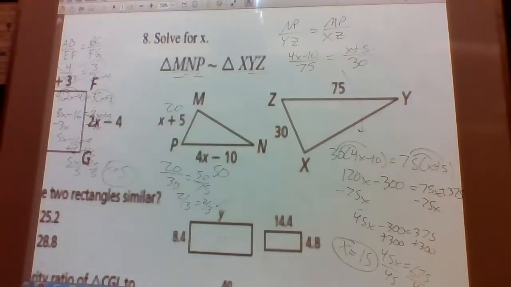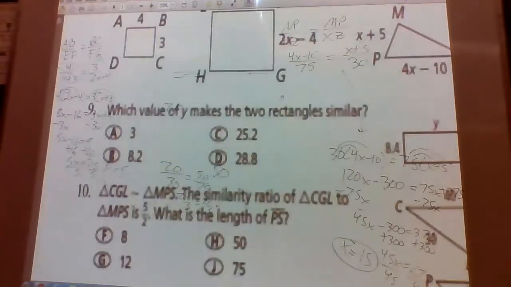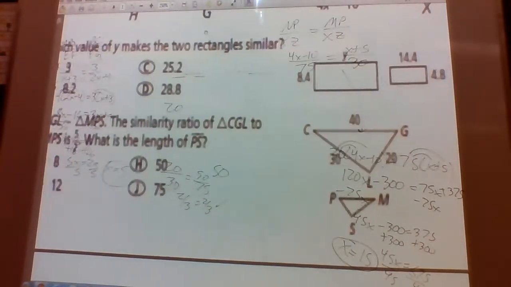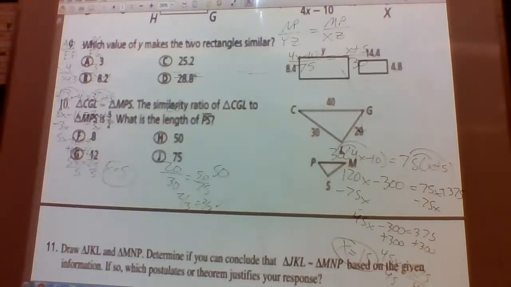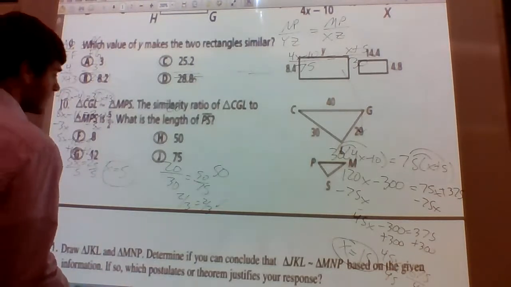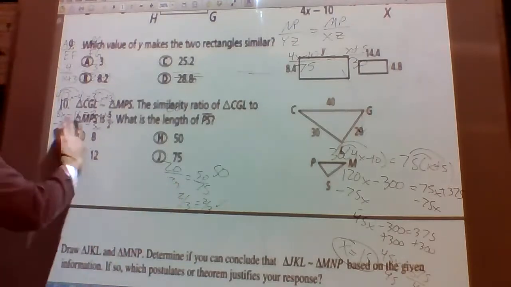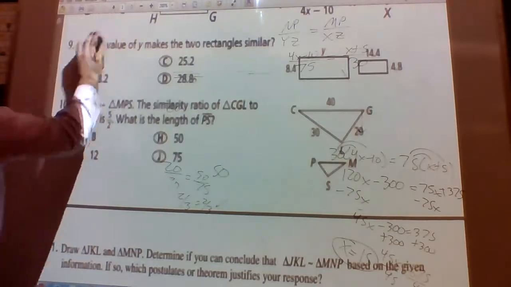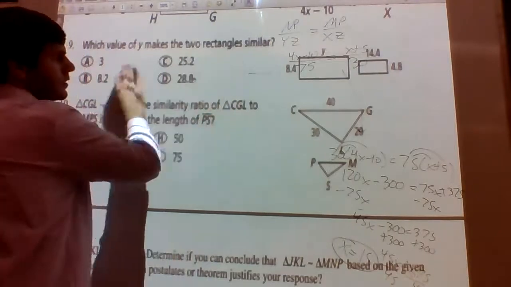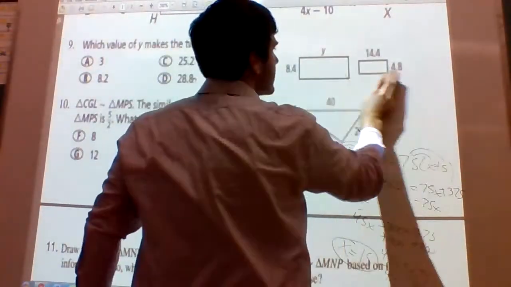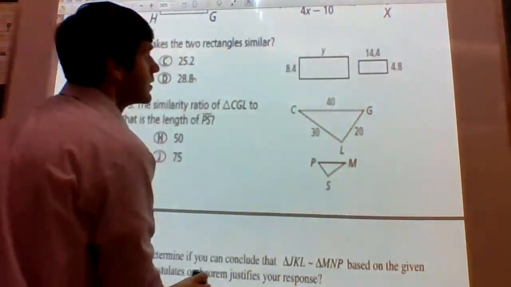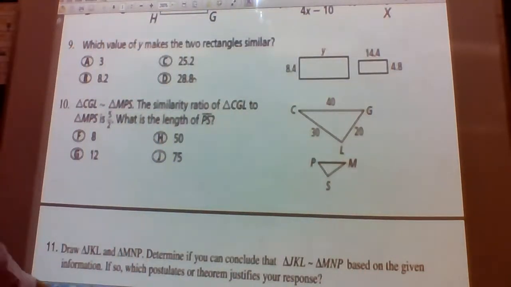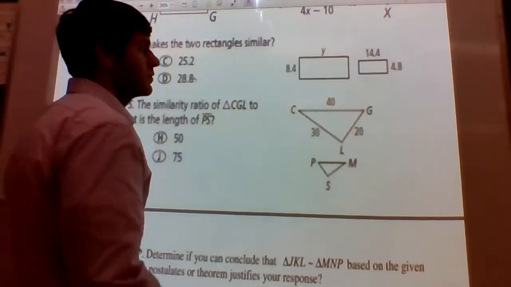Number 9. I'm going to zoom out a little bit here. Which value of y makes the two rectangles similar? So basically it's find the value of y. Assume they're similar and find the value of y. Okay, so they're rectangles. What do we know about rectangles? We know opposite sides are equal.